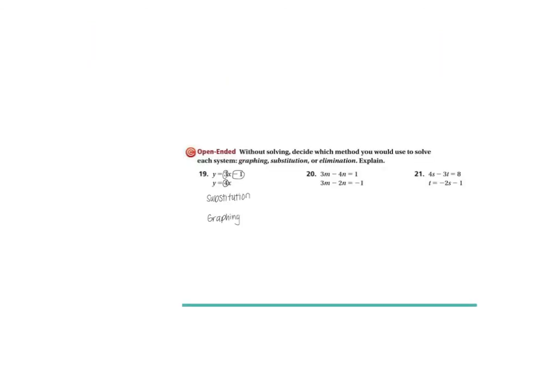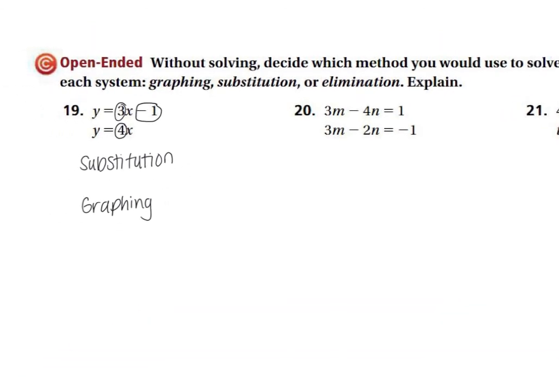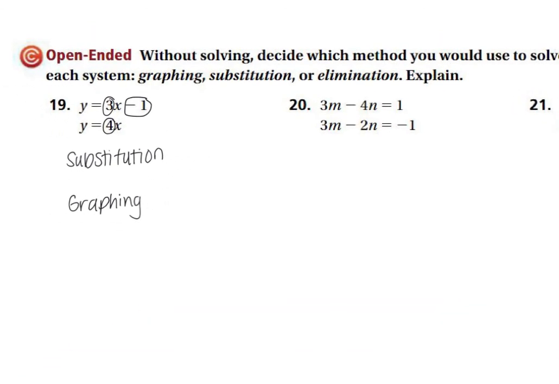Number 20. What do we think is the best method to use for number 20? Tessa? Elimination. Very good. Elimination. Why? Because the threes are the same. Good. The 3 m's are the same. So what's going to happen with those 3 m's? You're gonna subtract. Very good. If we just subtract one from the other, they're going to eliminate. Beautiful.